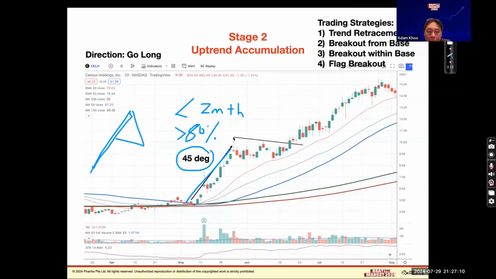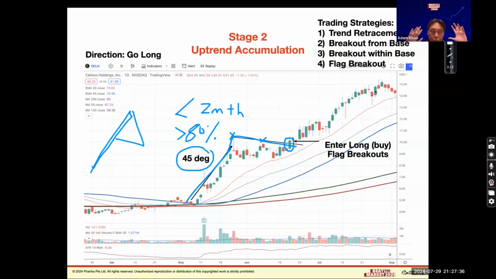Yes. You wait for it to make a high and then a second high. You join the first high to the second high. We call this a flag, right? It's called a flag pattern. Once the price breaks this resistance, then you buy and you catch the rest of the stage 2 uptrend.